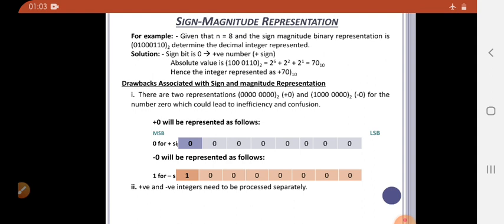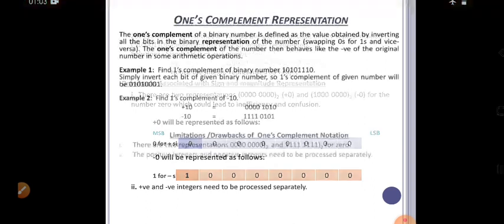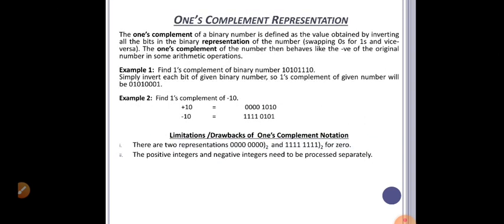Let us go for the next representation, that is ones complement representation. First of all, you should know what is ones complement. Ones complement of a binary number is defined as the value obtained by inverting all the bits in the binary representation of the number. Means, in simple words, if the number is 1, 0, 0, where there is 1 you make it 0, and where there is 0 you make it 1. Here also swapping zeros for ones and vice versa.